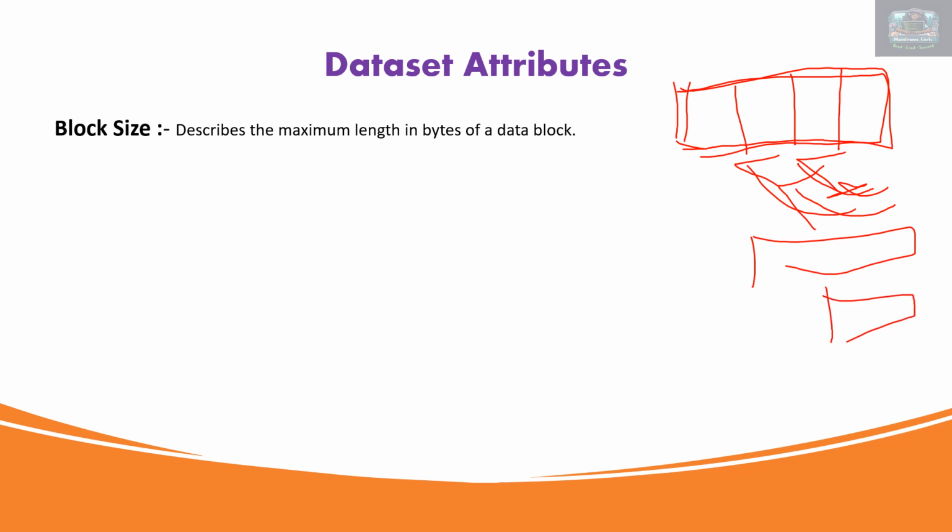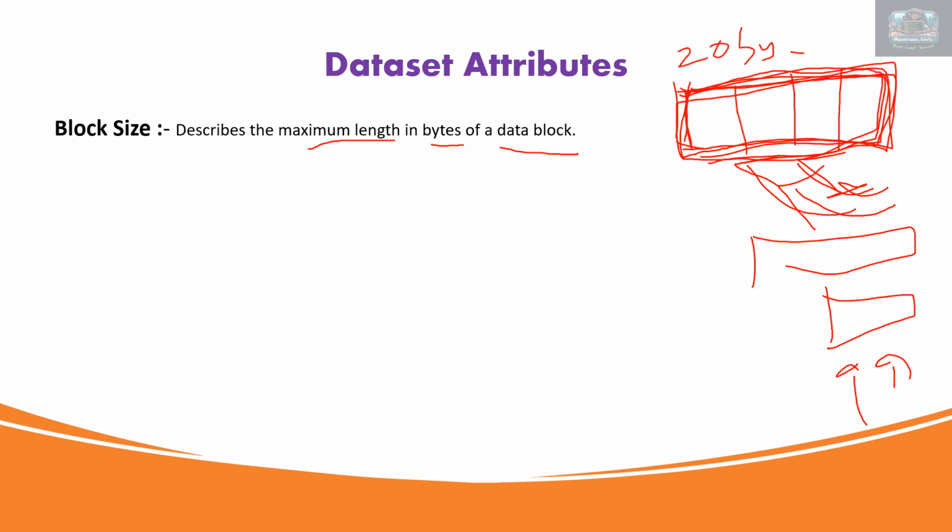When data is coming, the maximum length of one data block, the maximum size of one data block, is the block size. So the maximum length in bytes of a data block is the block size. Means if the data is 20 bytes, that would be its block size. If the data is 10 bytes, that would be its block size. So the maximum size of a data block is the block size.